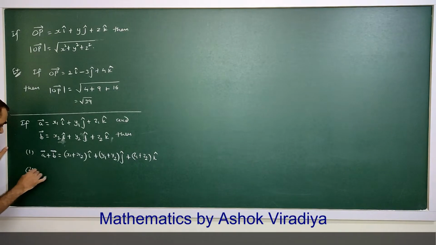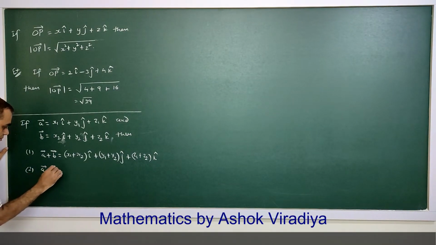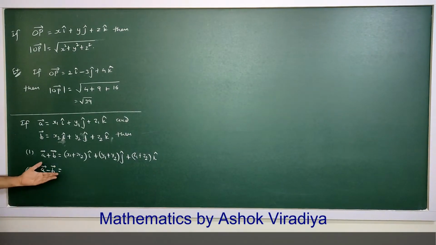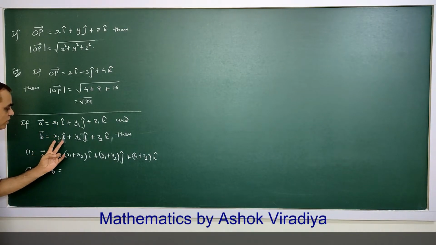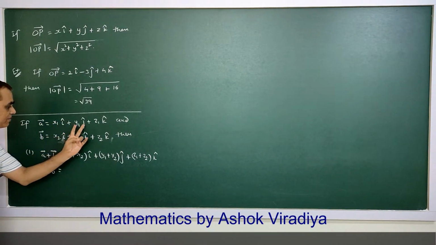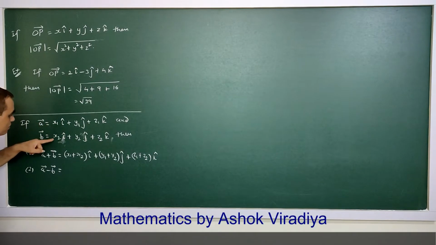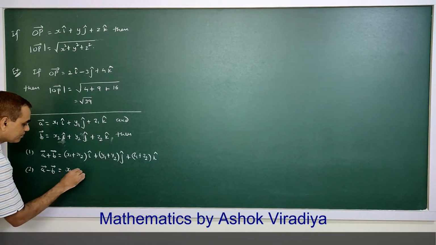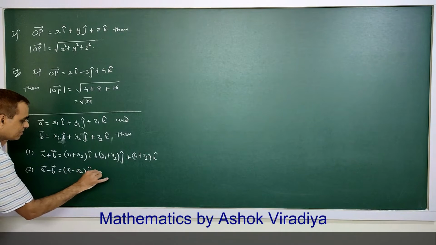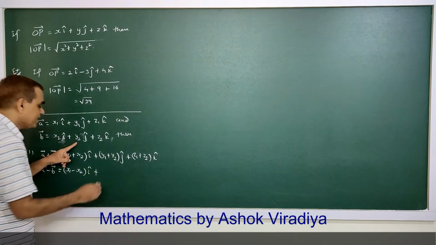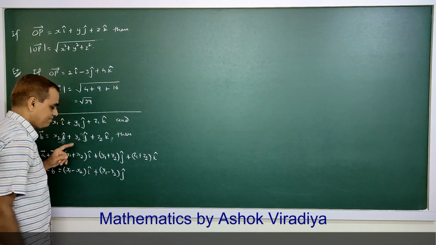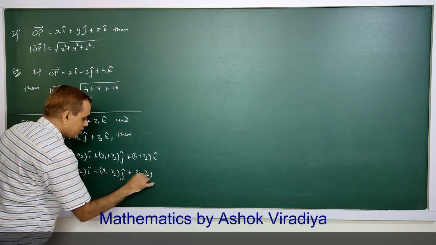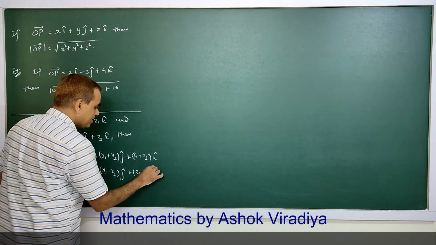How to subtract them? Subtraction is like simple subtraction in algebra. x1 times i cap minus x2 times i cap, so we are subtracting now. So x1 minus x2 times i cap, y1 minus y2 times j cap, plus z1 minus z2 times k cap.